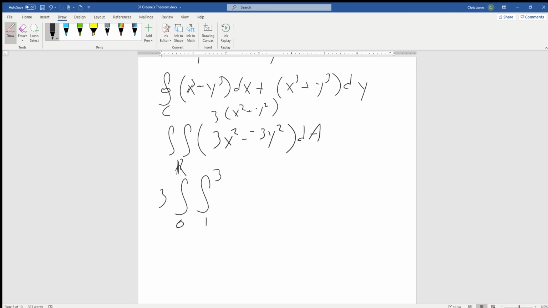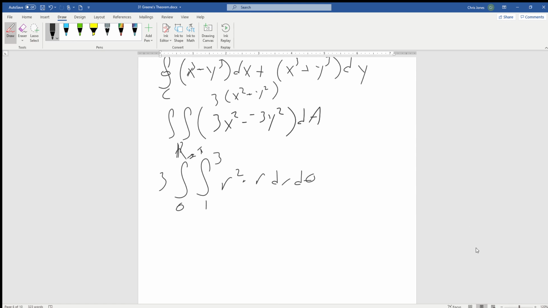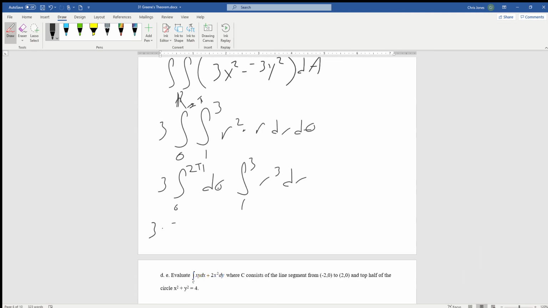We're going all the way around both circles, so 0 to 2 pi, all right, and then 1 to 3, make sure it's between there. And then we just have x squared plus y squared, which is r squared, and we always have that multiplier r dr d theta. At this point, the rest of it's elementary. All right. So 3 times the integral from 0 to 2 pi d theta times the integral from 1 to 3 of r cubed dr. We know that this just turns into 3 times 2 pi from the first integral, times r to the 4th over 4 from 1 to 3.